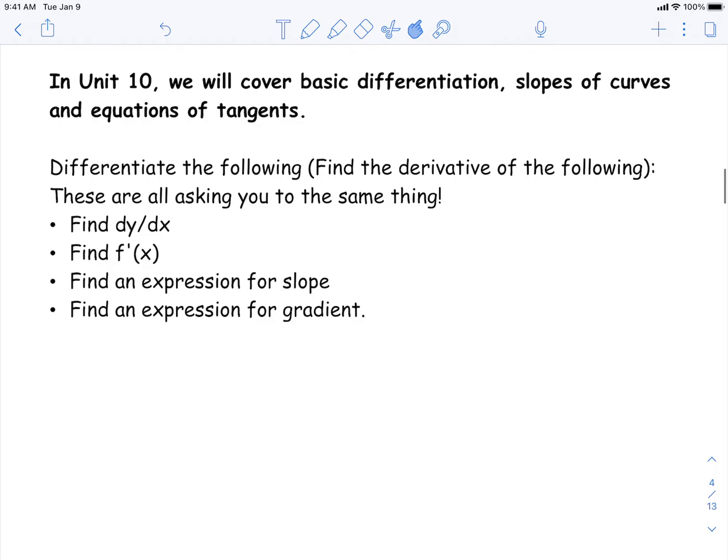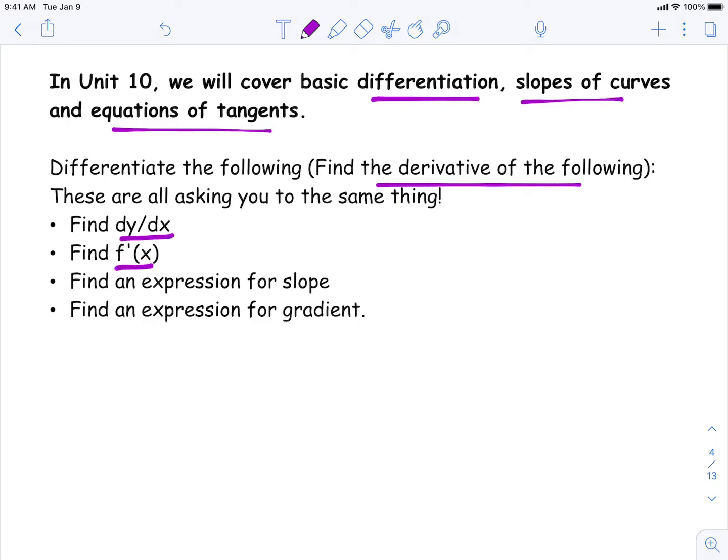So in this unit, you're going to hear the word differentiation, slopes of curves, and equations of tangents. So when we differentiate, you're finding the derivative, asking you the same thing. So dy dx, the derivative of the function expressed as a slope, or the gradient.